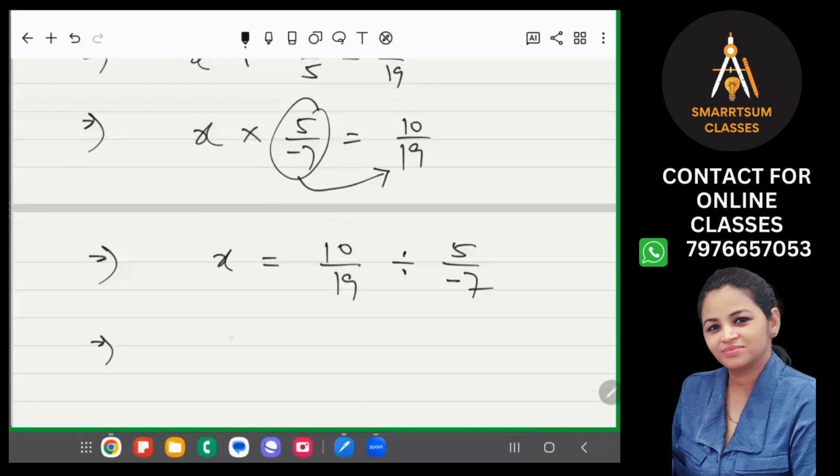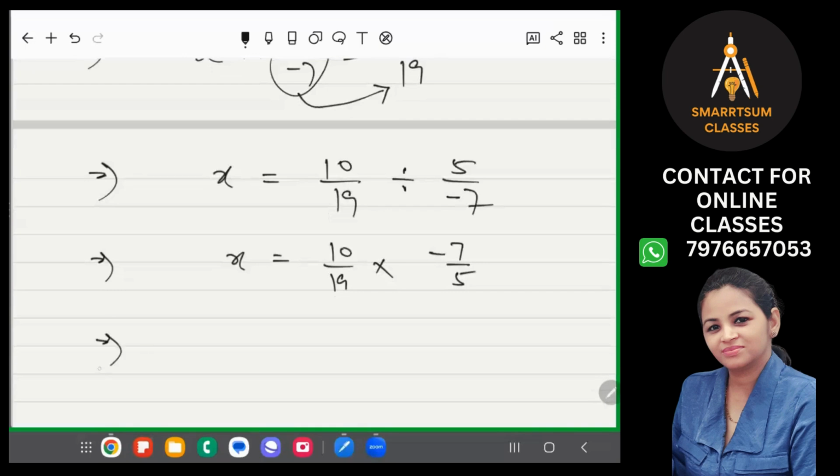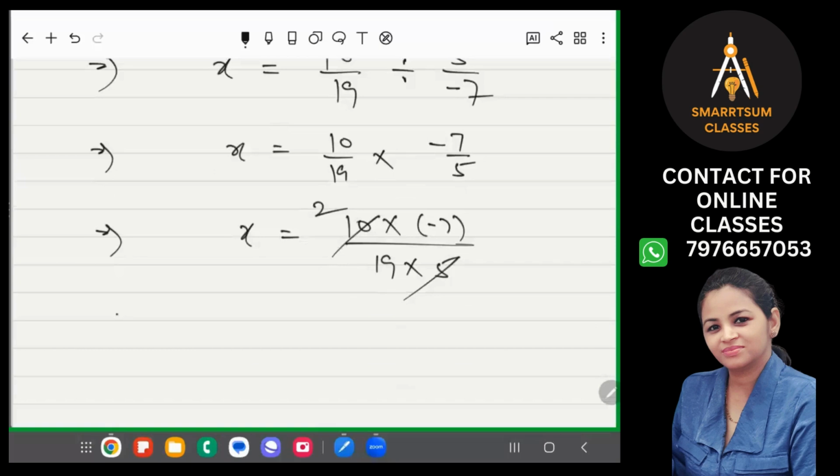Okay. Now again, you can convert this division into multiplication by taking the reciprocal, right? So this is like this. Okay, so x will be 10 into minus 7 upon 19 into 5. So you can see that 5 and 10 can be cut, right? Now 19 cannot be cut, right? So you'll be getting x is equal to 2 into minus 7, which is minus 14 upon 19. So what is the value of x? Minus 14 upon 19.